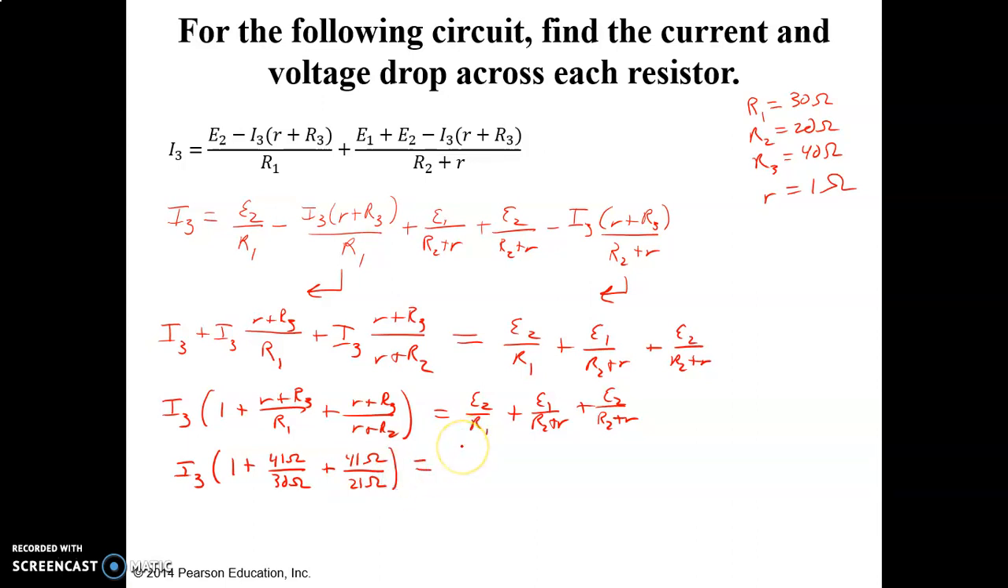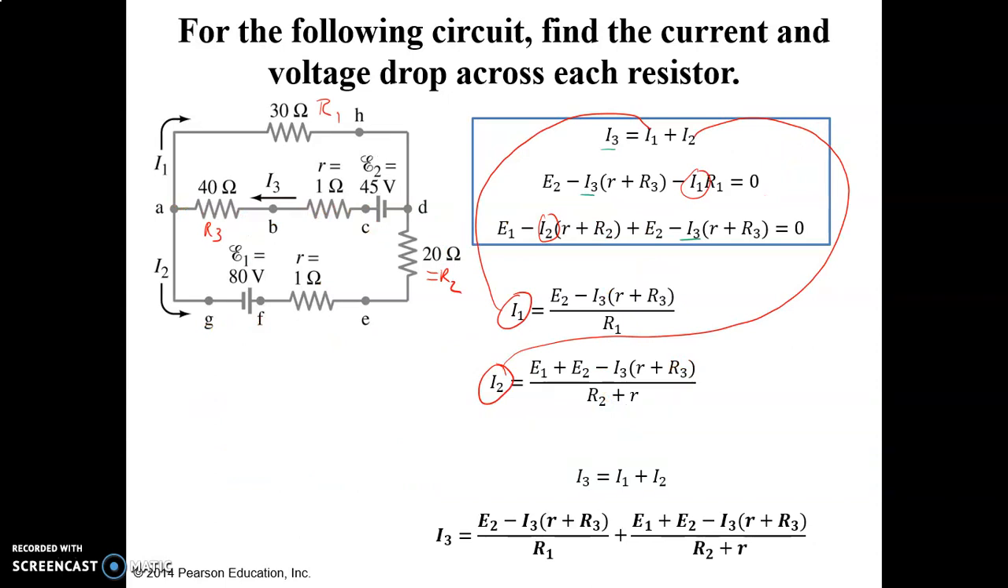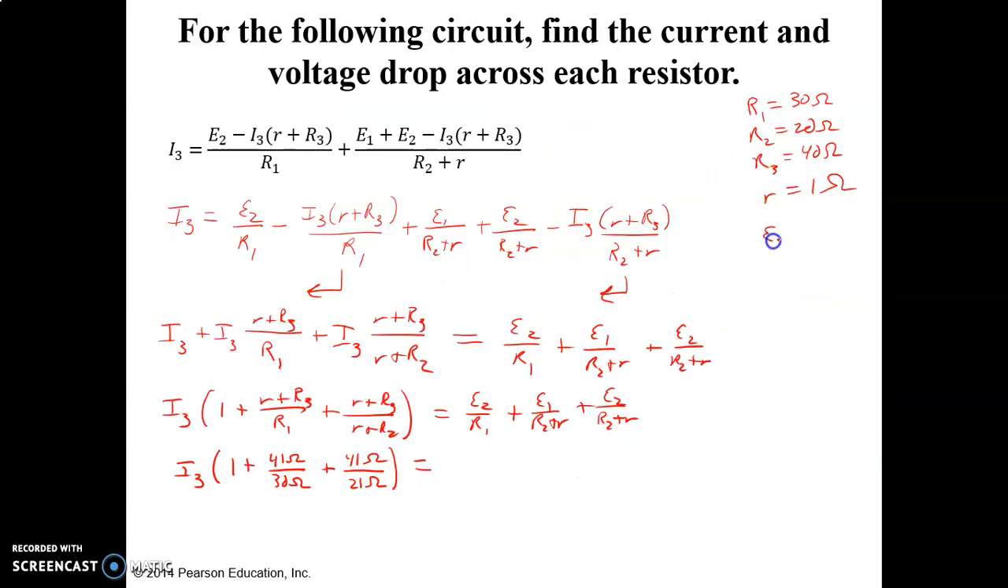And that equals E2. Should write that down as well. E2 was 45 volts, E1 was 80. Excellent. So E2 was 45 volts over R1, which is 30 ohms, plus E1 is 80 volts over R2 plus R. R2 is 20 plus the 1, so 21 ohms, plus E2, which is 45 volts over R2 plus R. We just saw that was 21 ohms.